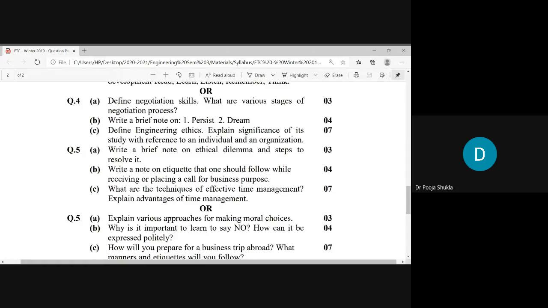Now here you are supposed to talk about engineering ethics. One, the definition that you will give. Secondly, you are supposed to talk about why engineering ethics is important, or the scope of engineering ethics. Let's say, what are the reasons that ethics should be there?